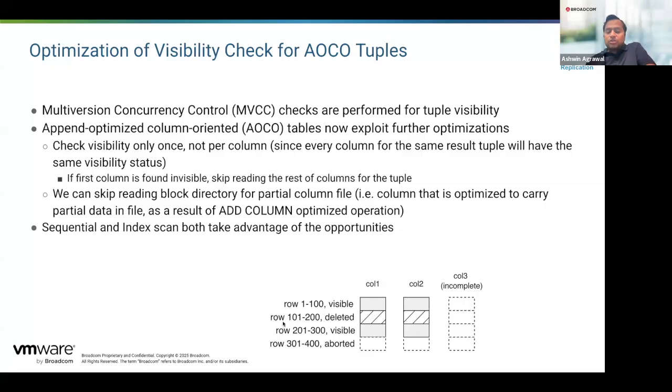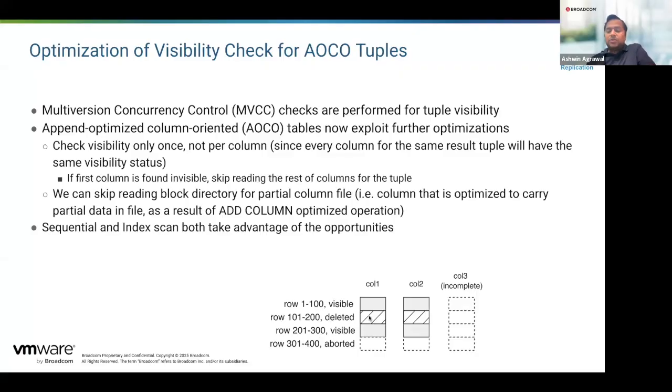But for rows 101 to 200, just when we read column 1, we know that all the rows corresponding to 101 to 200 are in the deleted set. We actually will not go and visit any of the rest of the columns to read the data. We'll completely skip and move forward to read only data from 201.